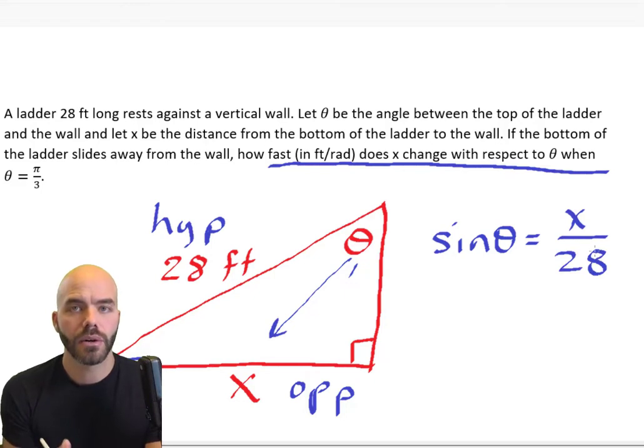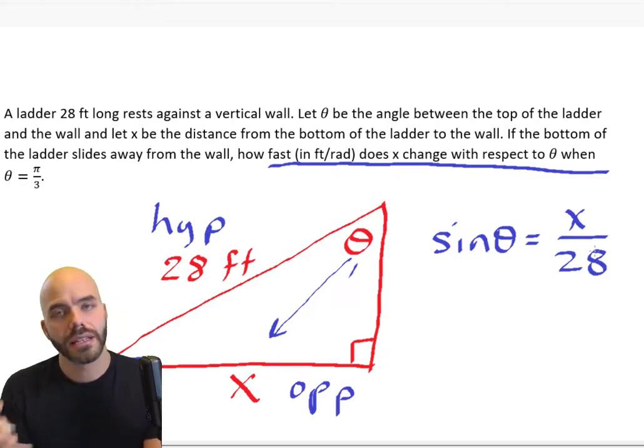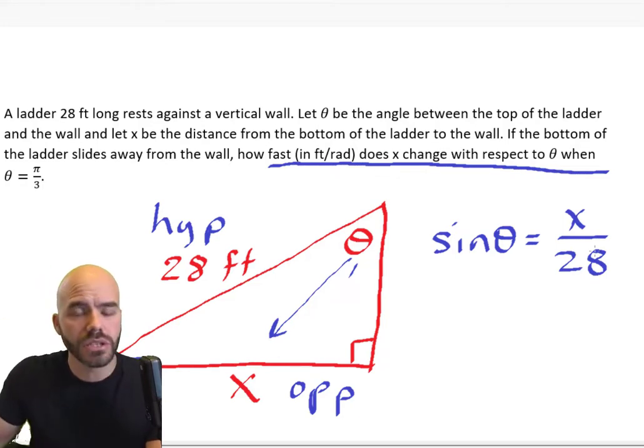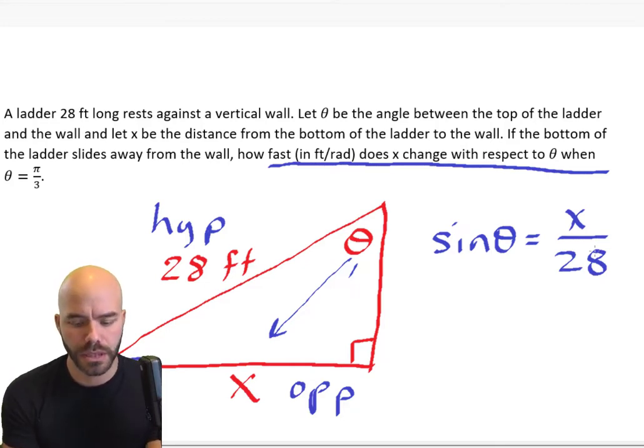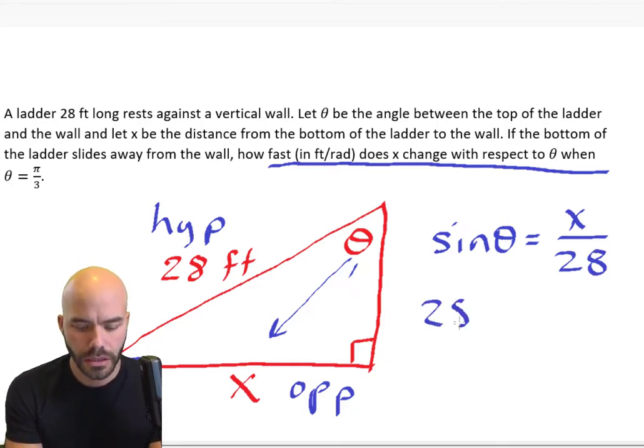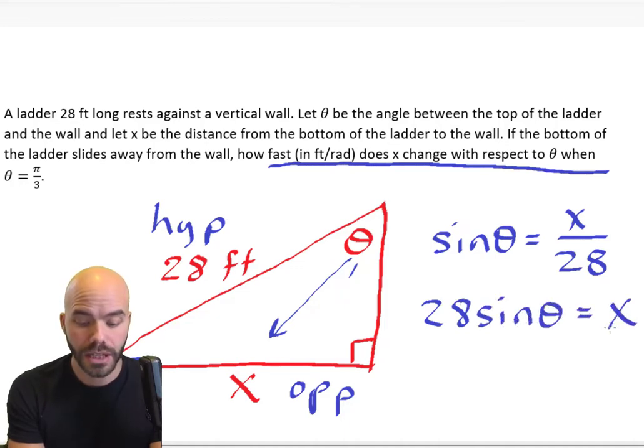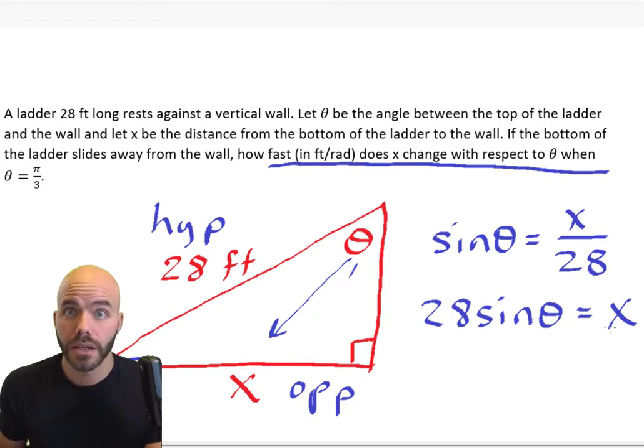Now, remember, we're looking for dx d theta. And so if I can just get x isolated, then I'll have x equals such and such, and I can differentiate with respect to theta. So if I multiply both sides by 28, I'll have 28 sine theta is equal to x. Now differentiate with respect to theta.